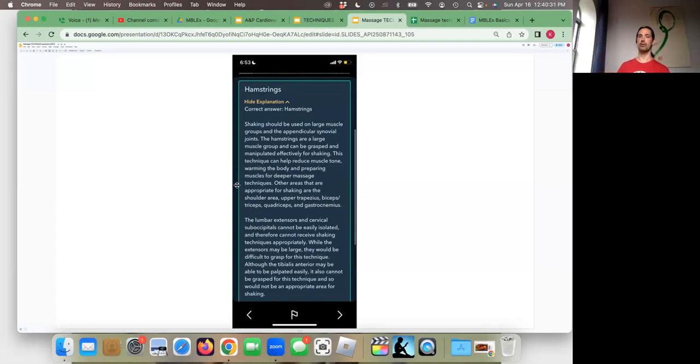Other areas that are appropriate for shaking are the shoulder area, the upper trapezius, biceps and triceps, quadriceps, and gastrocnemius. The lumbar extensors and cervical suboccipitals cannot be easily isolated and therefore cannot receive shaking techniques appropriately. While the extensors may be large, they would be difficult to grasp for this technique. Although the tibialis anterior may be able to be palpated easily, it also cannot be grasped for this technique, and so would not be an appropriate area for shaking.